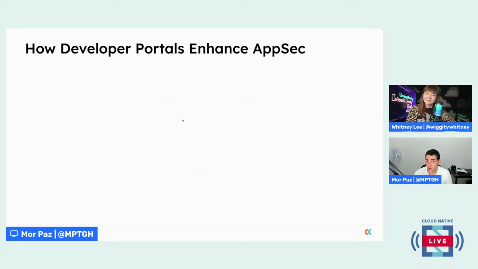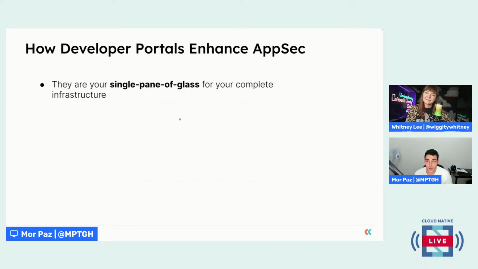So let's talk about how developer portals actually help us with all of those things. So developer portals, as we mentioned, with the pillars and with the software catalog, they are meant to be your single pane of glass for your complete infrastructure. So that means they hold the data from all of the different points, from your Git provider and from your Kubernetes, your cloud provider, your application security tool, and all of that in one place.